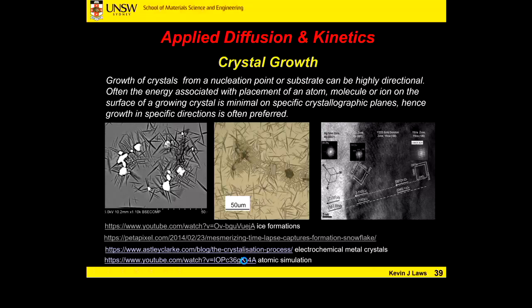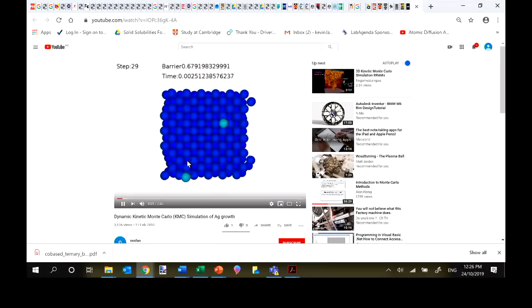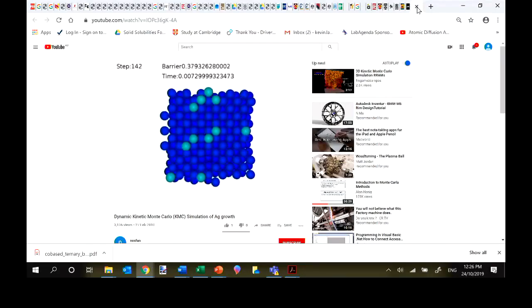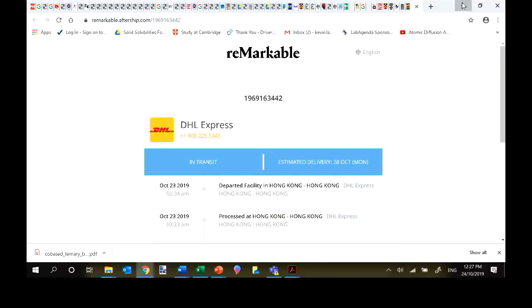We'll just check this one out before we move on to nucleation. Classic nucleation. Okay, so now it's just a simulation of growth. I don't think that's a very good example.